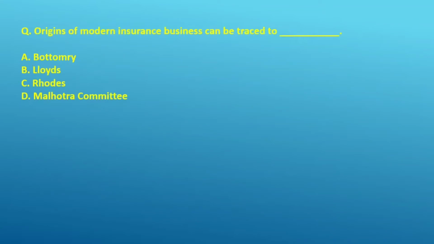Next question is, origins of modern insurance business can be traced to dash. The correct answer is Lloyd's. All of you know Lloyd's is very famous for its cricket ground. It is situated in London. And the current concept of insurance business was started from Lloyd's.